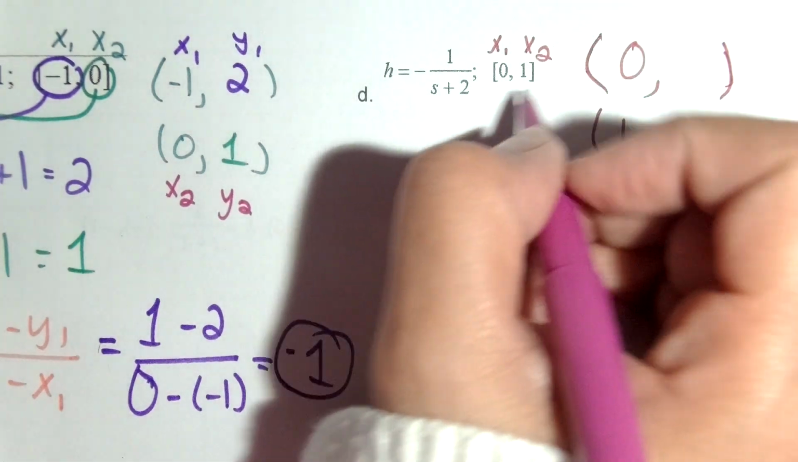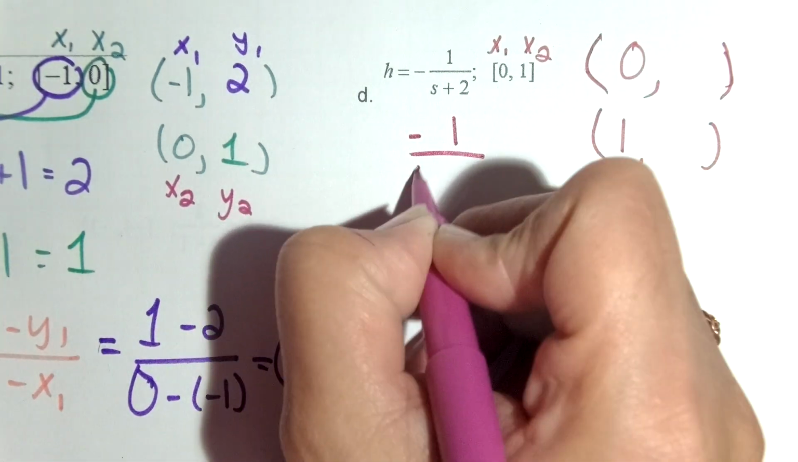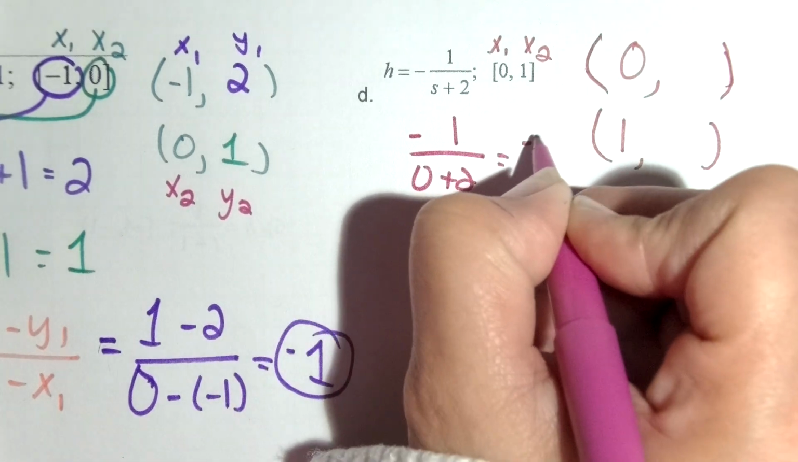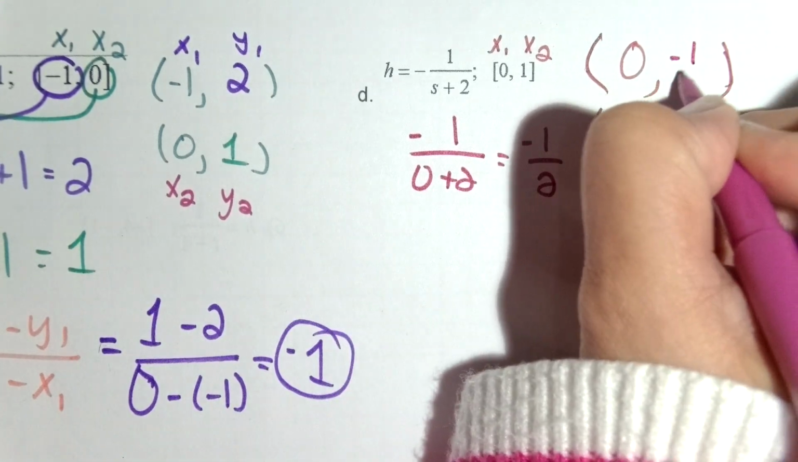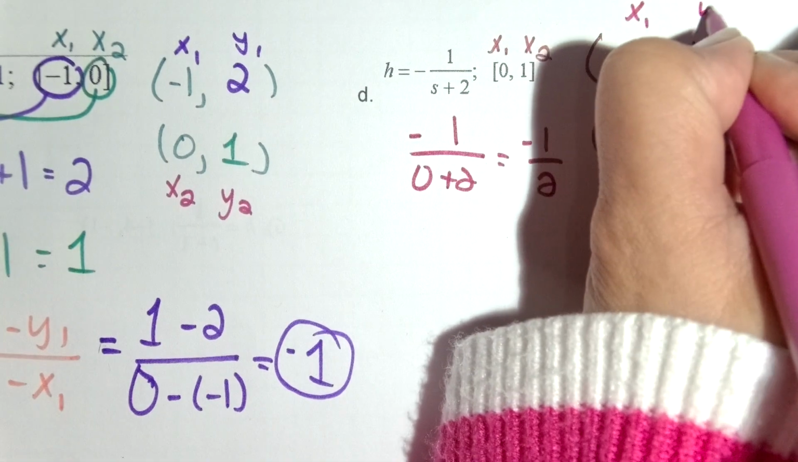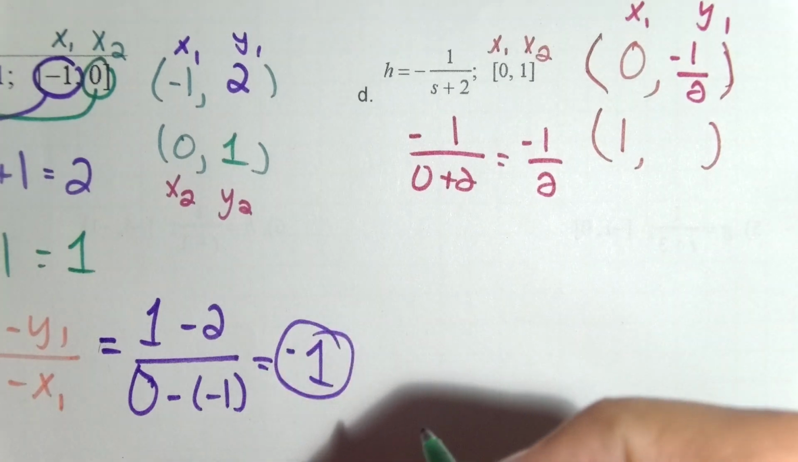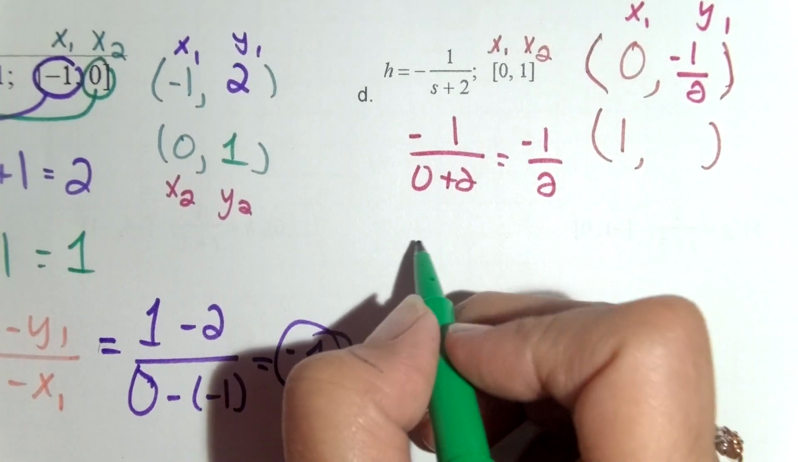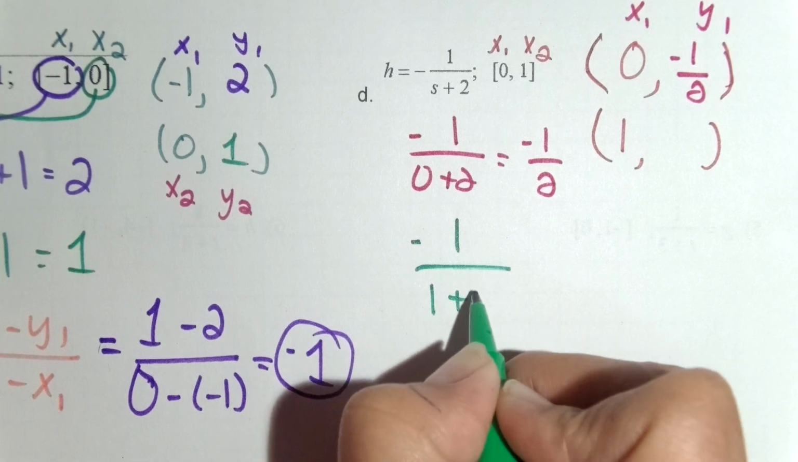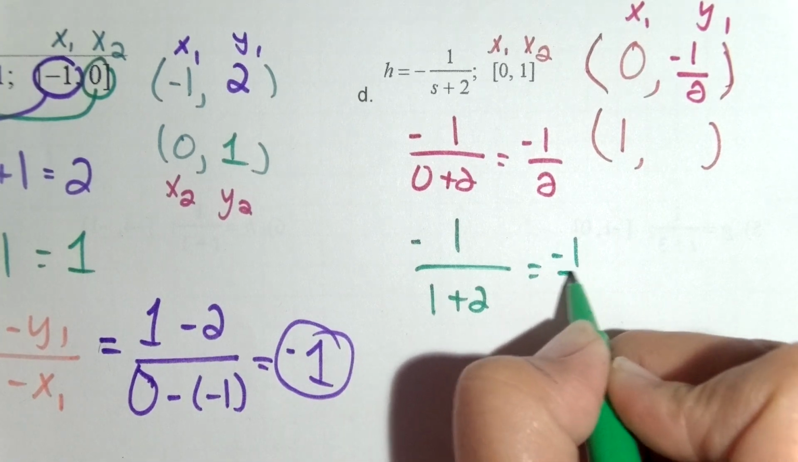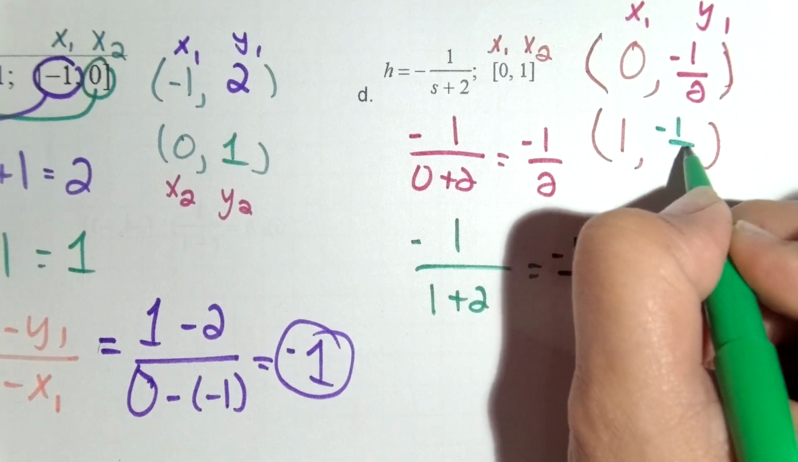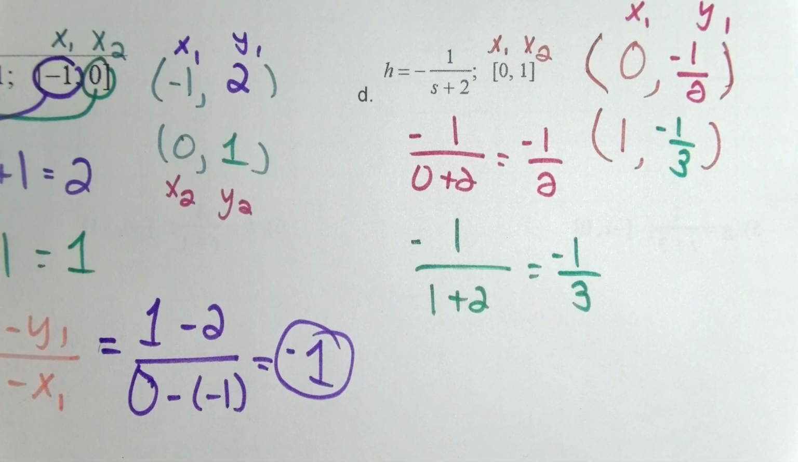Substitute. So I'm going to substitute in 0. So I get -1 over 0 plus 2. That gives me negative 1/2. What's the next thing I should substitute in? 1. So I get negative 1 over 1 plus 2. That's going to give me negative 1/3. Questions? Are we sure?